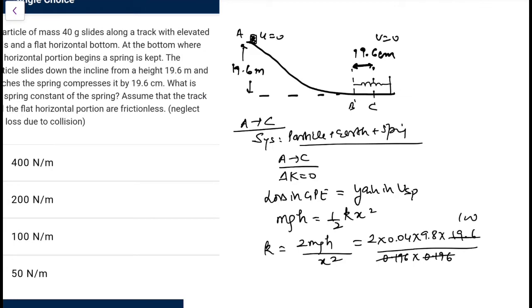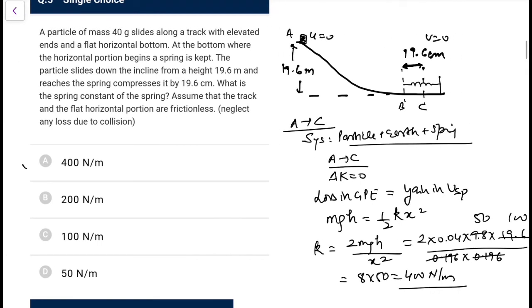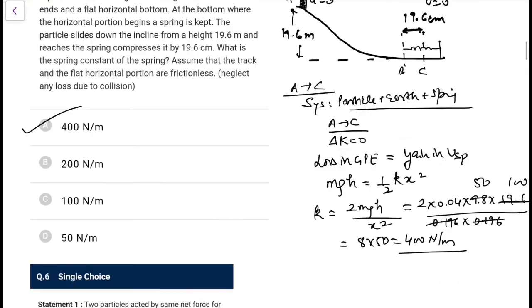This would be 100, and let's say this would be 50. So what we are left with, this 100 becomes 8 into 50 into 8, that becomes 400 newtons per meter. So you do it, the option comes out as A, that is the correct answer.